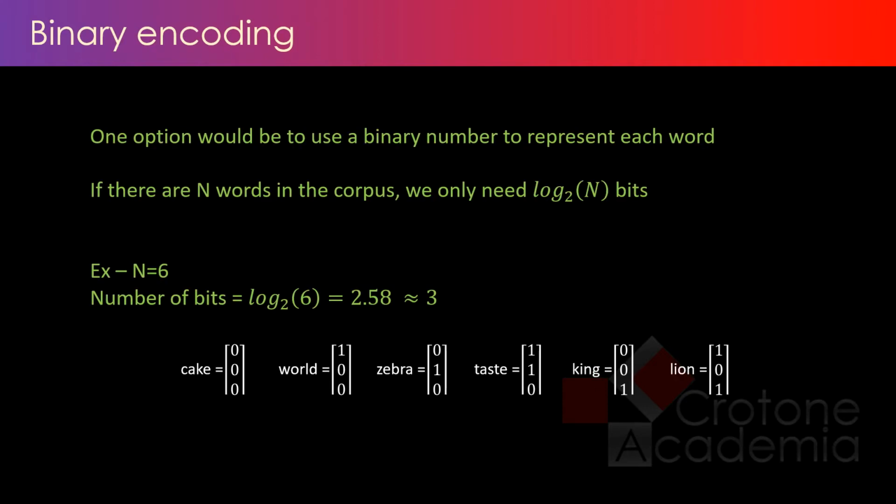One option would be to use a binary number to represent each word. If there are n words in the corpus, we only need log n bits. The same sort of words now can be represented using a vector of size 3.